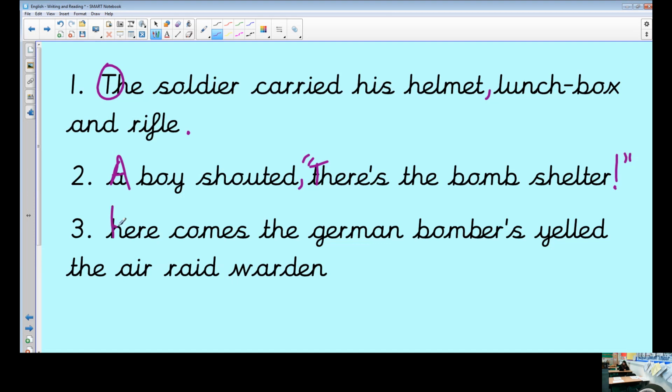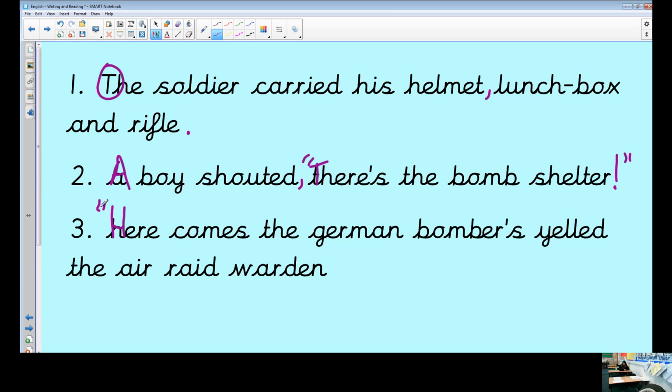Okay, sentence 3, starting with a capital H. Here comes the German bombers, yelled the air raid warden. Well, that first part of the sentence is being said by someone. It's actually being yelled, isn't it? So therefore, we're going to open up our inverted commas again for direct speech.